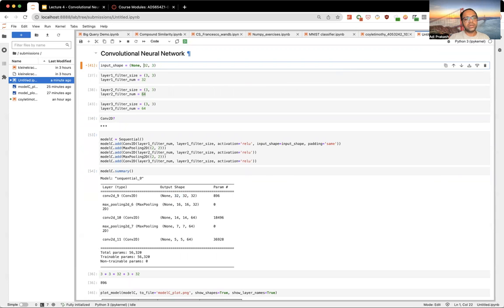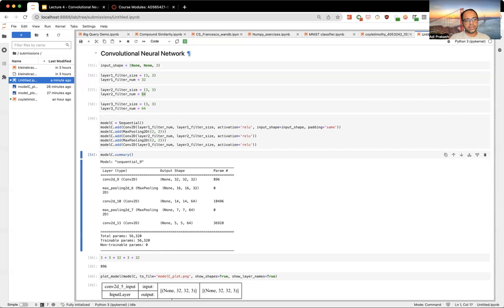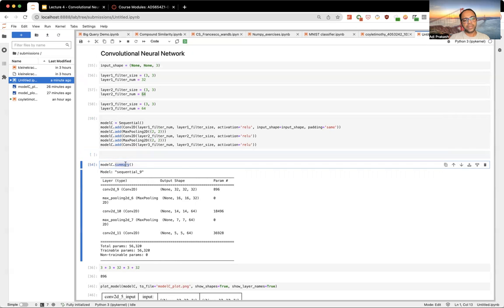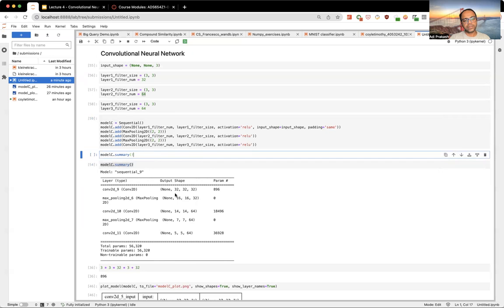What happens if I put None here? I'm interested in not giving the X and Y dimensions. Anybody care to guess what the output shape of the first conv layer will be if I do model.summary? Before, we got the same output shape because padding was same and the input shape was 32 by 32. Now there's no input shape. What do you think the values will be here? None as well. Okay, let's see.